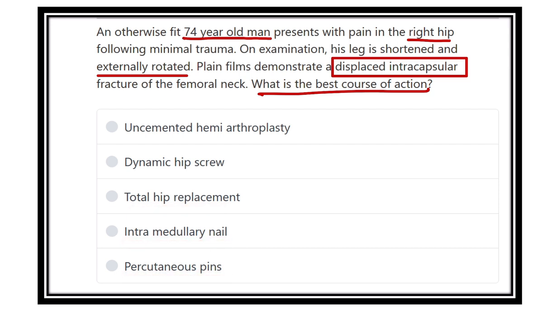So you can see the parameters of the scenario. A 74-year-old man, that means the patient is very old but fit. This point is also important: a fit man, 74 years old, developed a displaced intracapsular fracture. What may be our action?